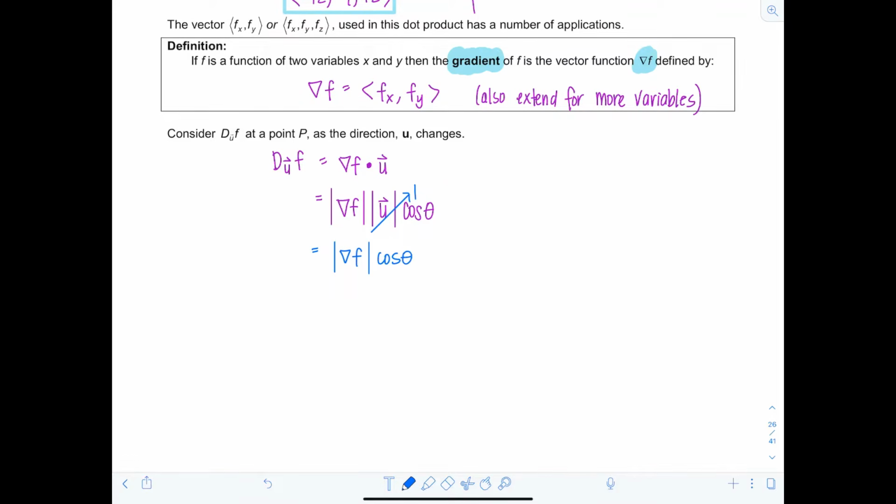Theta is the angle between u and the gradient. Okay, so I want to study how the value of the directional derivative changes as the direction of u changes. If the direction of u is changing, all that would be changing to represent that would be theta, the angle between u and the gradient. Well, let's think, what do we know about cosine of theta? Well, it's bounded. Cosine of theta is equal to 1 when theta is equal to 0.